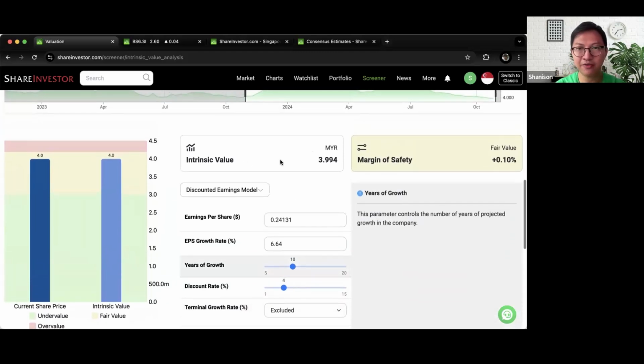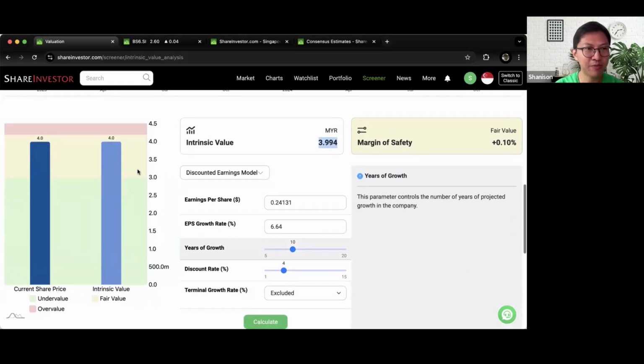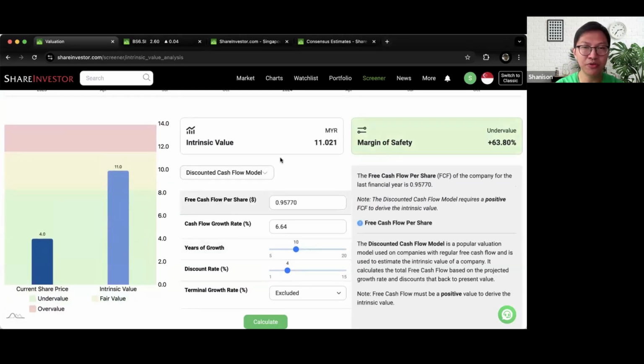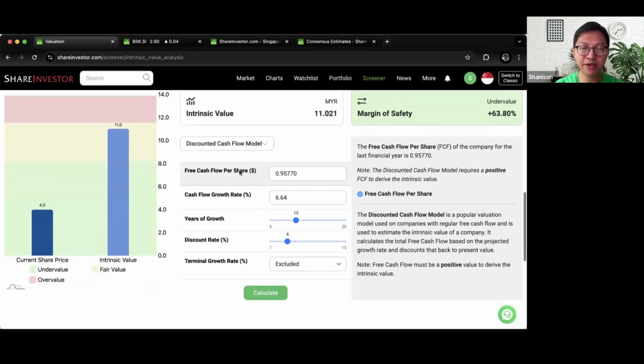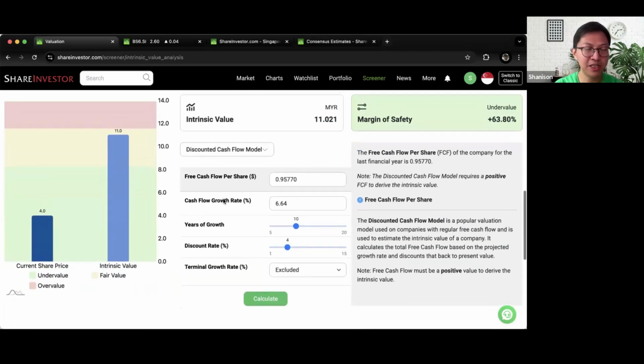So for Genting, the intrinsic value we calculate right now is 3.994. The current share price is about 4, so it's actually quite similar in that sense. But you can see that if you choose different models, the value is actually very different. So it depends as well.